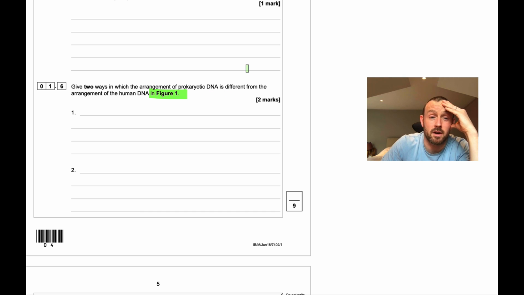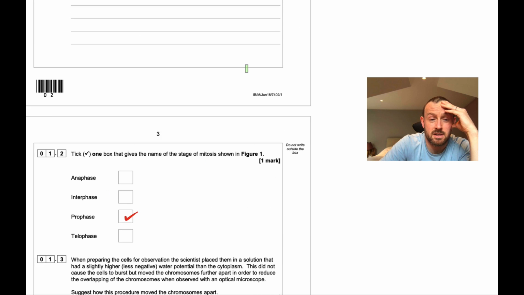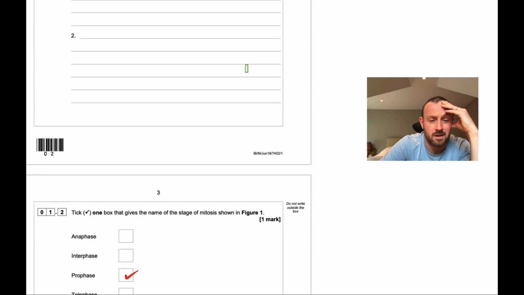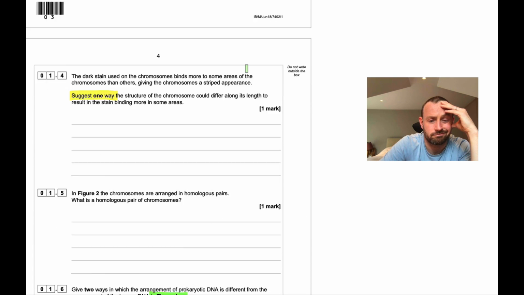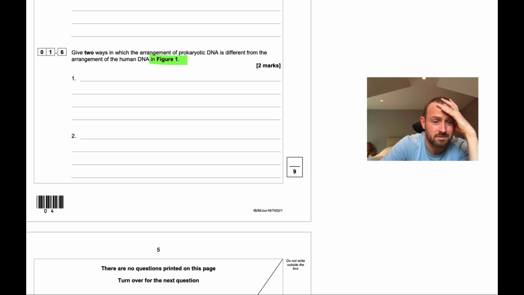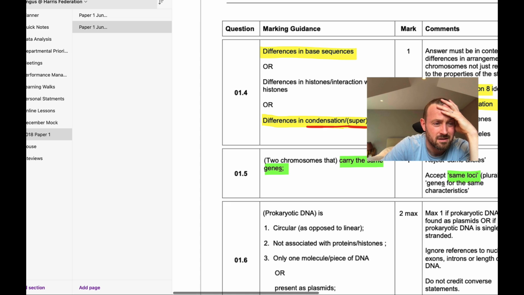So I presume in figure 1, does it talk about the nucleus? I would probably say chromosomes and histone proteins, I think. You can't tell it's in a nucleus. It doesn't show the nucleus, so I'm gonna say that.